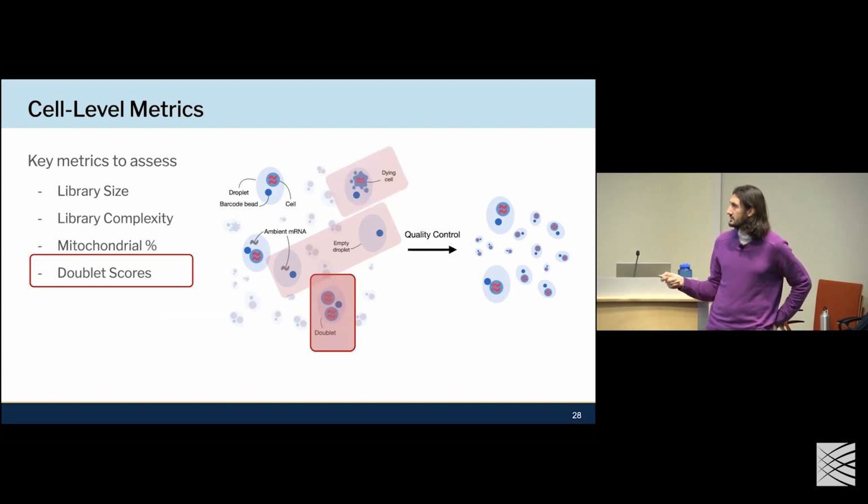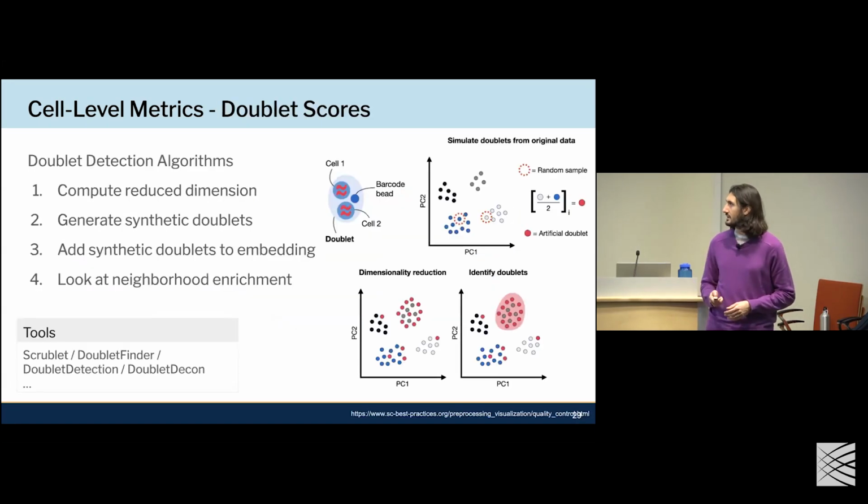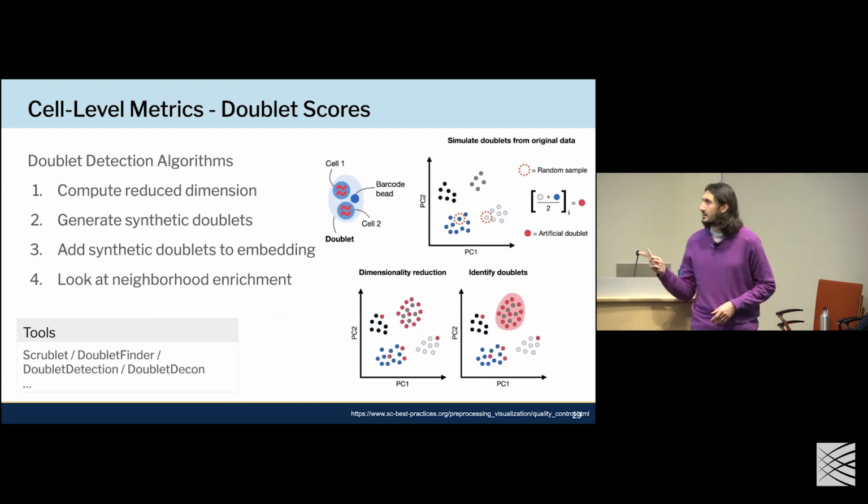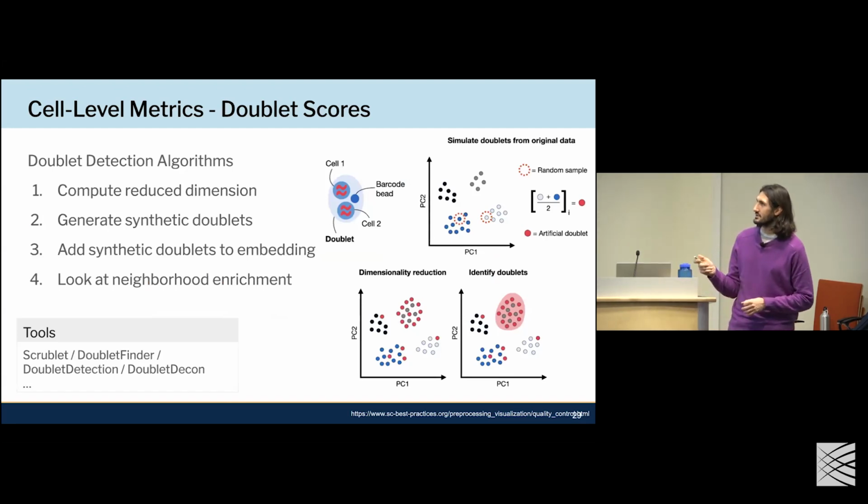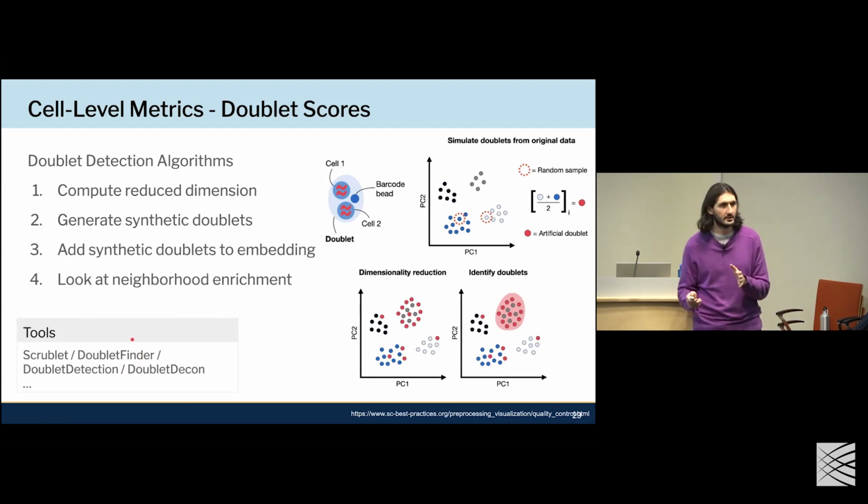And with the doublet scores, we want to identify instances where 2 cells ended up in 1 droplet, and we can't confidently say that it's A or B because it's A and B together. I want to put an emphasis on doublet detection algorithms. There are many. I put 4 down here in the bottom left corner. But just to get a sense of how these algorithms are working.